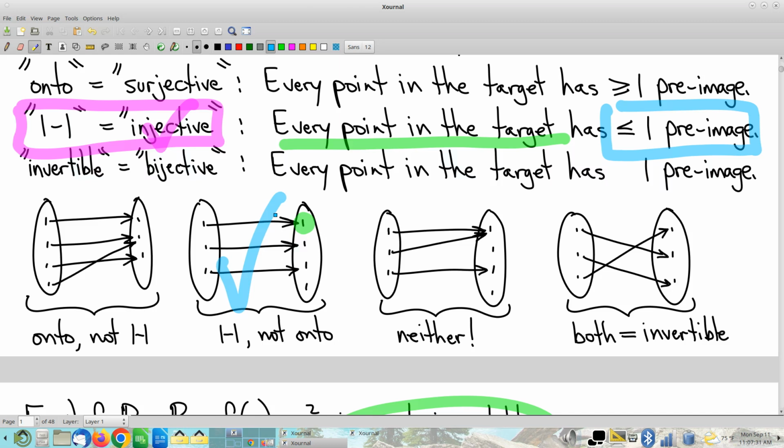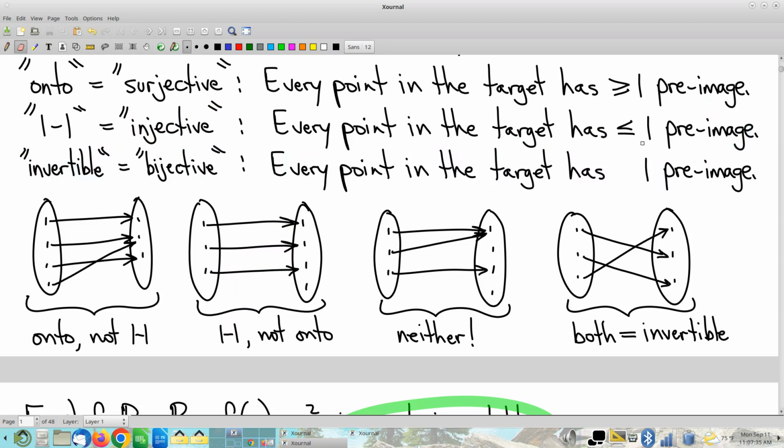So anyway, nice little distinction between every target point having at least one or at most one pre-image. And notice that some functions have both injective and surjective, both of the jectives, aka bijective. And of course, if you have at least one and at most one, that means you must have exactly one pre-image.